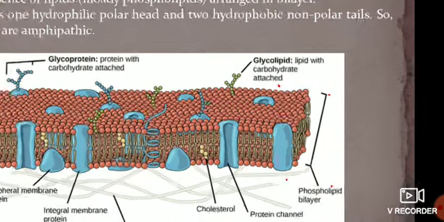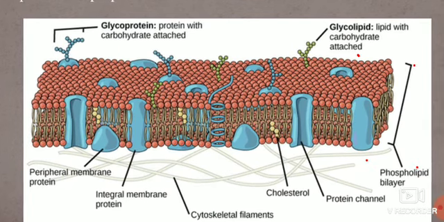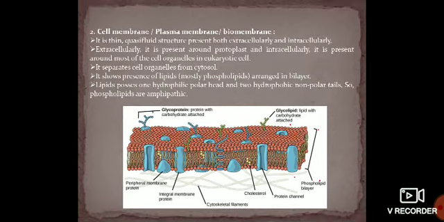Next comes the inner side of the cell membrane, that is the lipid layer. This lipid layer is hydrophobic in nature, called non-polar tails, and these tails are hydrophobic, that means water hating, and will not allow the water to pass through it. So basically we see that the bilipid layer called the phospholipid bilayer is amphipathic in nature due to the hydrophilic and hydrophobic regions present in it.